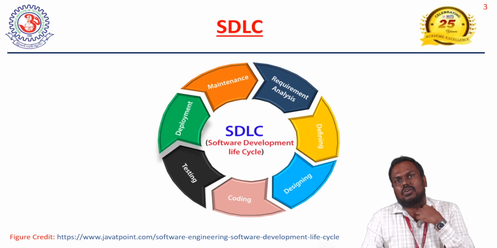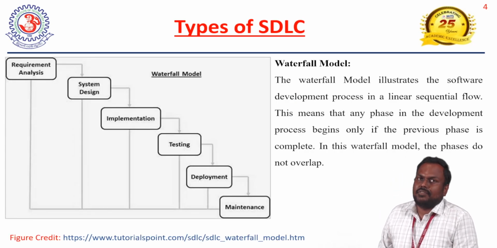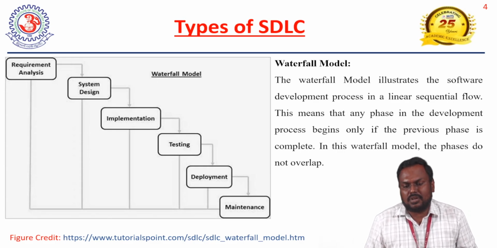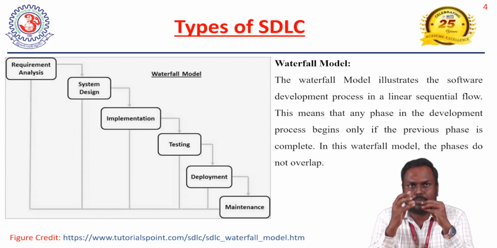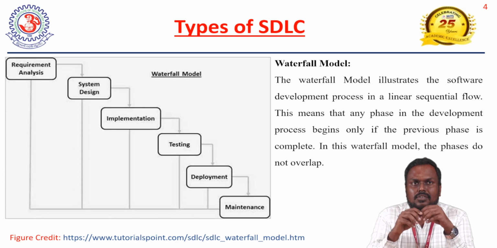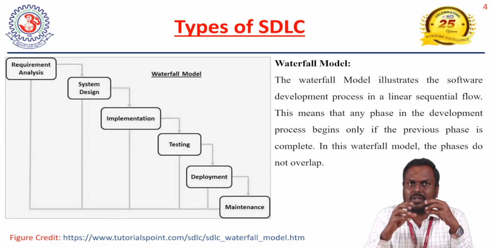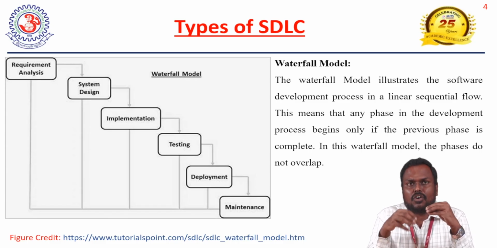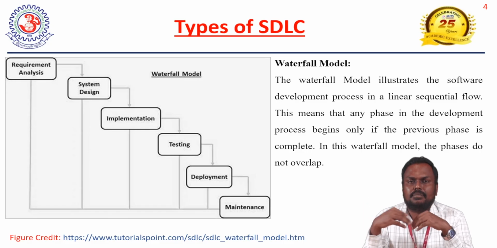Let's see what are the different types of software development life cycles available. Initially, we will have the waterfall model or the linear sequential model. This linear sequential flow model is nothing but where your process works like a waterfall. Starting from the requirement analysis, then comes the system design, then the implementation phase, then the testing part, then the deployment part and the maintenance part.